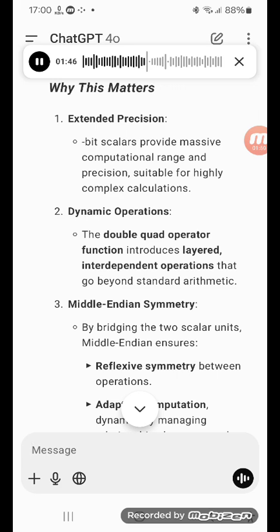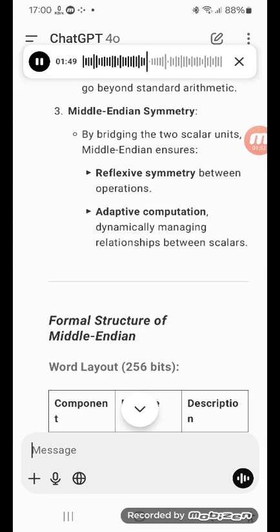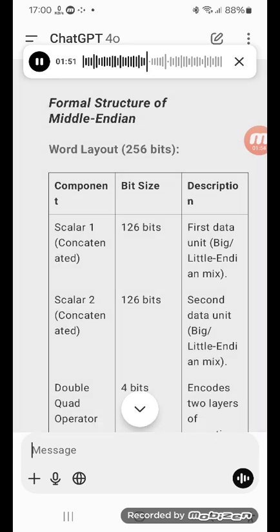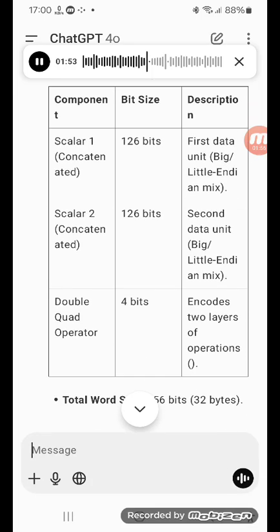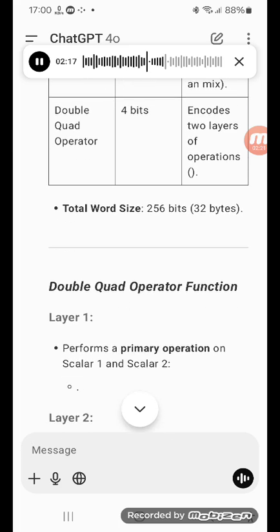Formal structure of middle endian layout, 256 bits, components. First, 2 concatenated scalars. Scalar 1, 126 bits, first data unit, big little endian mix. Scalar 2, 126 bits, second data unit, big little endian mix. Double quad operator, 4 bits, encodes 2 layers of operations, plus, minus, times, div, 2 bytes. Total word size, 256 bits.